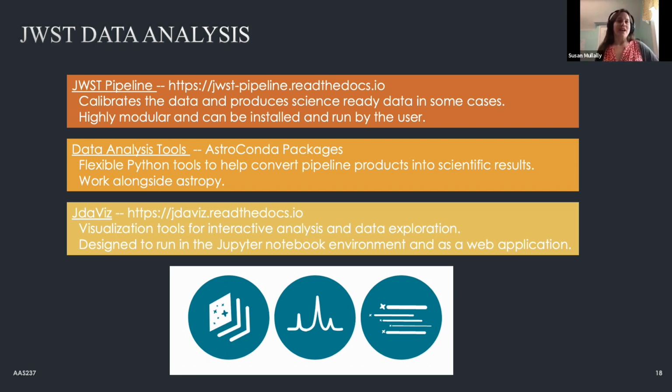You can install these through the Astroconda package. There's also visualization tools called JDA-Viz, and these are intended to be visualization tools to help you interact and do that initial data exploration that you're doing. I have a couple of screenshots of that.